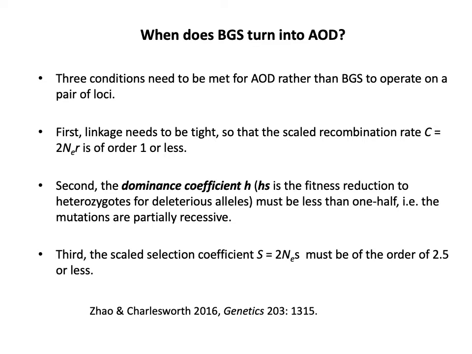You also need the mutations to be somewhat recessive, dominance coefficient less than a half. And finally, the scaled selection coefficient, 2NeS, must be quite small, of the order of 2.5 or less. This means that when selection coefficients are much bigger than this, you always get background selection, you never get AOD.